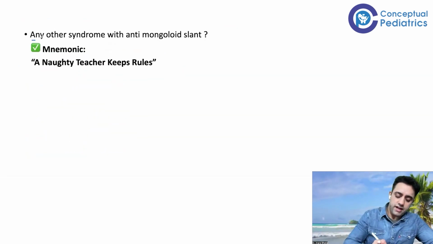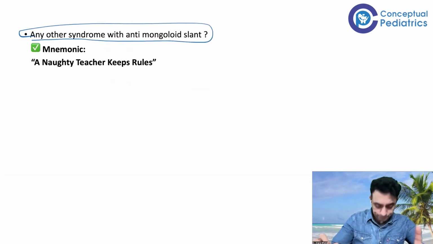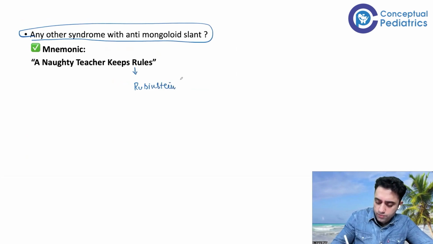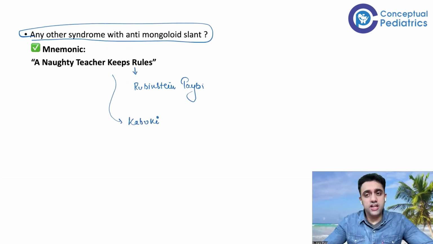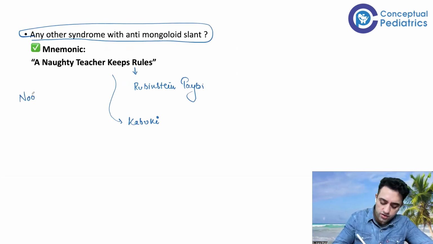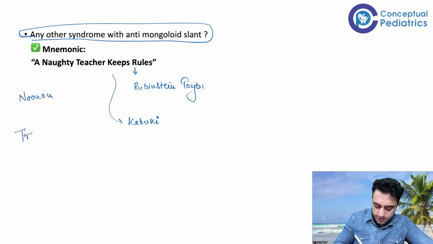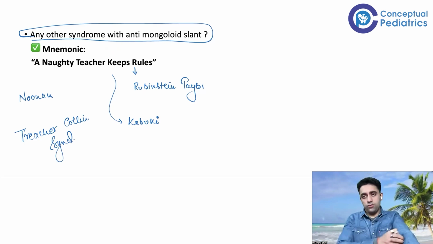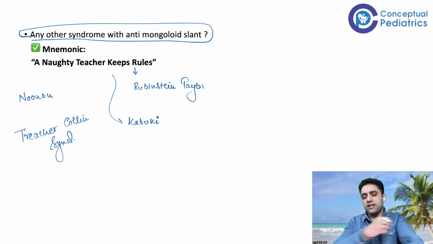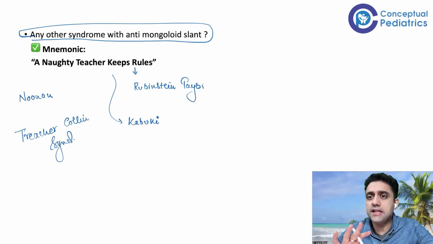One question was there: any other syndrome where you see anti-mongoloid slant? Just now I told you, in a case of Rubinstein-Taybi syndrome you see anti-mongoloid slant. Just now I told you Kabuki syndrome is associated with anti-mongoloid slant. So, a naughty teacher keeps the rules. N for Noonan syndrome and T for Treacher-Collins syndrome. So a naughty teacher keeps the rules. N for Noonan syndrome, T for Treacher-Collins syndrome, K for Kabuki syndrome, and R for Rubinstein-Taybi syndrome.